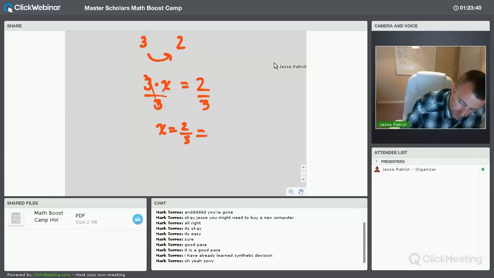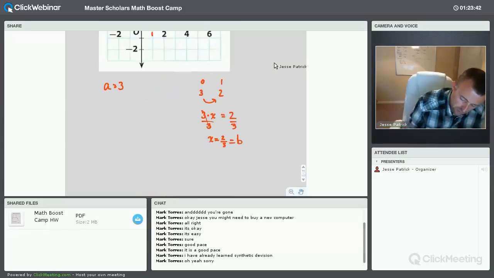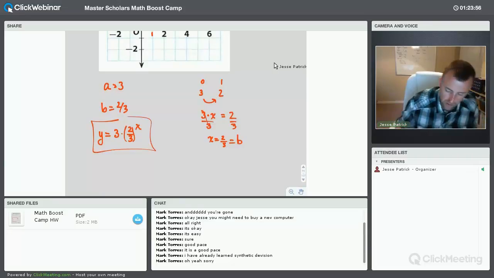And there's your rate. That's 2/3. So that's B. So B is 2/3. Should be a fraction because your graph is going down. So you have y equals 3 times 2/3 to the x. Maybe you can have it in parentheses if you wanted.